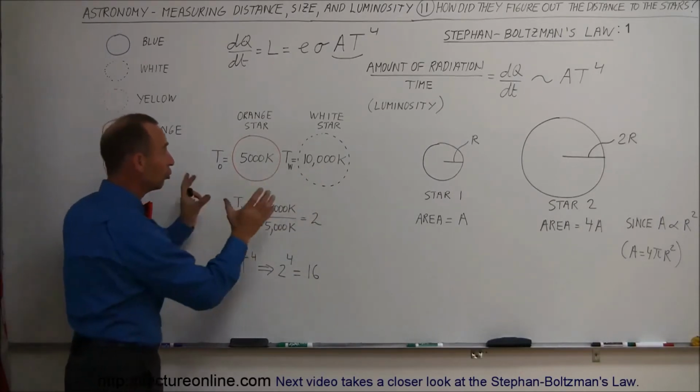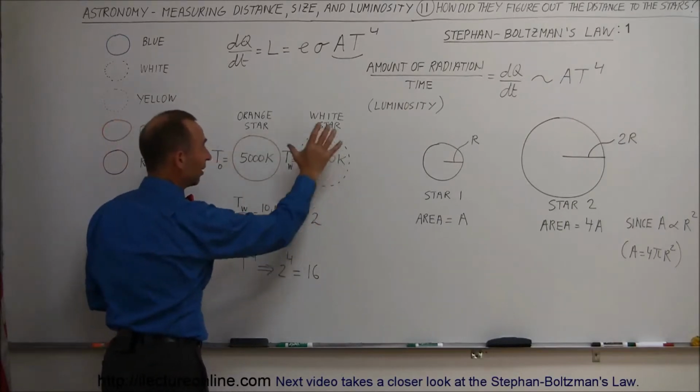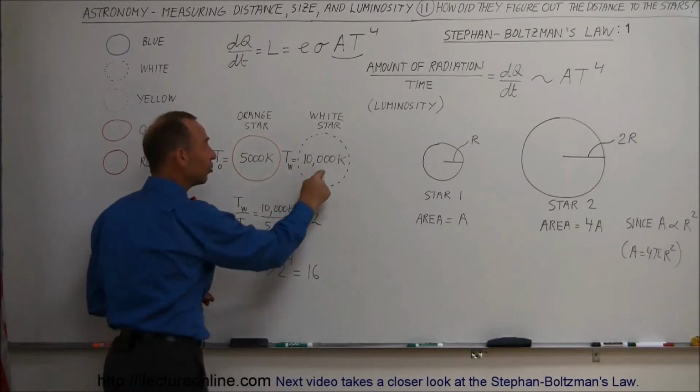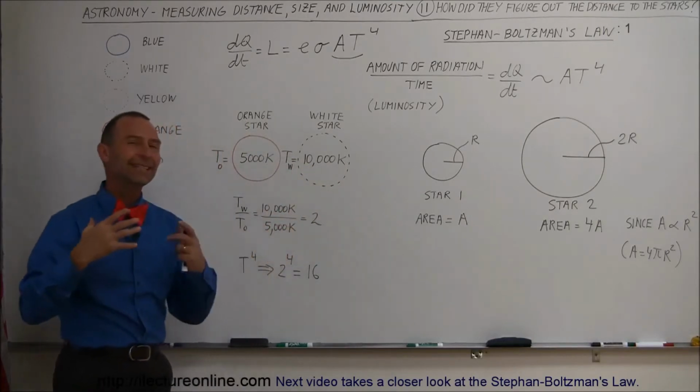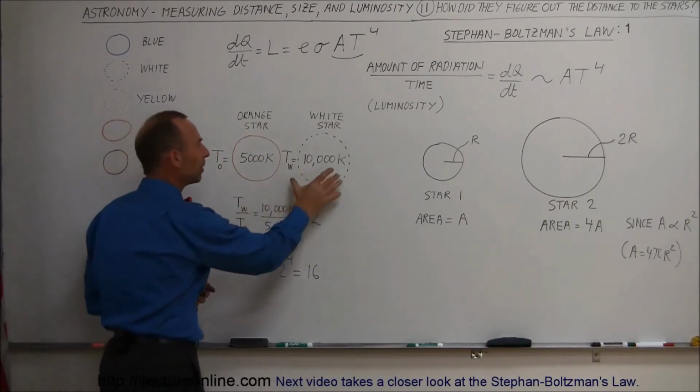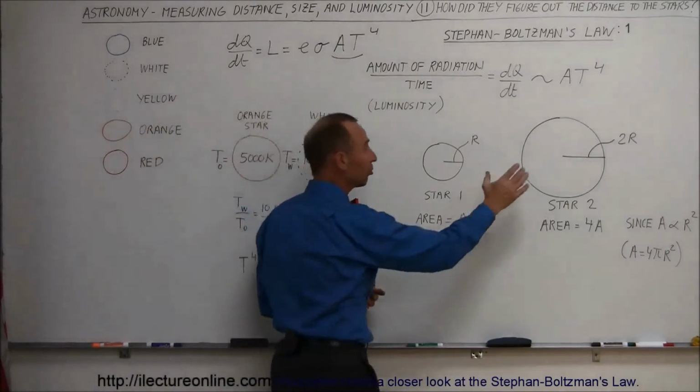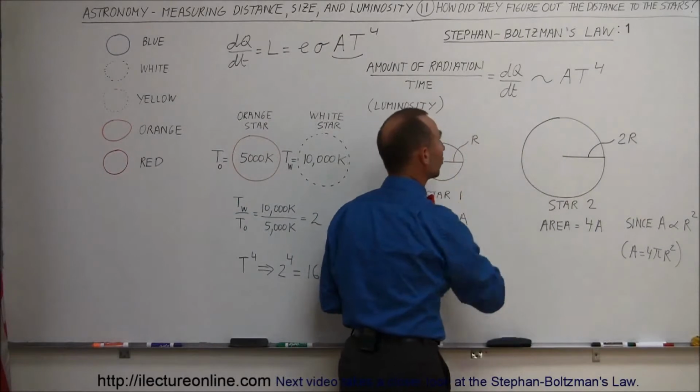In other words, two stars, same size, this one is 10,000 degrees, this one is 5,000 degrees at the surface. This star will emanate 16 times as much light. This star will be 16 times brighter than this one. Size-wise, this star will be 4 times brighter than this one.